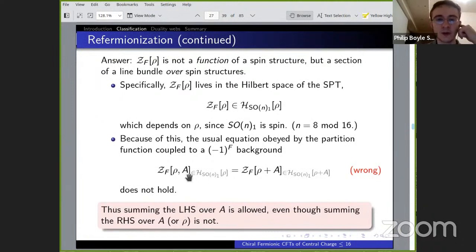Thus, summing the left-hand side over gauge field A is allowed, even though summing the right-hand side over A is not. And notice, summing the right-hand side over A is the same thing as summing the right-hand side over rho, which is not a function of rho, which would be a bosonic theory. So if this equation held, we would have a problem, because it means that gauging fermion parity would be a bosonic thing. But it's precisely because this does not hold that the left-hand side is still allowed to depend upon spin structures, even after summing over A. So this is a peculiar fact.